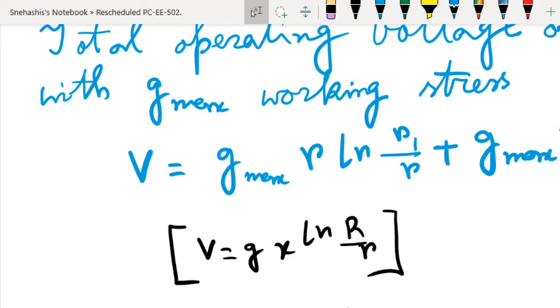Okay, so here G max times R ln R1 by R plus R1 ln R2 by R1 plus R2 ln capital R by small r2, this amount of volt. Okay, so this is the expression for voltage, you should remember.